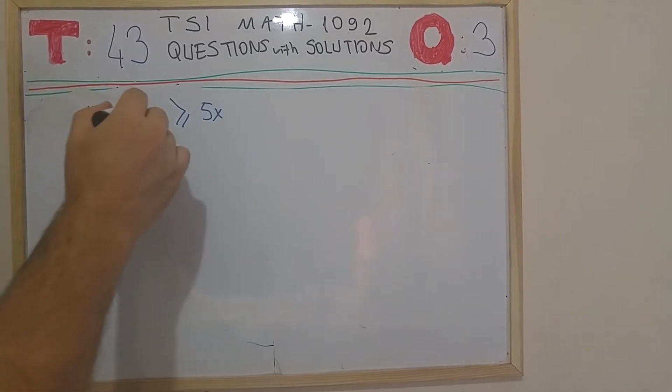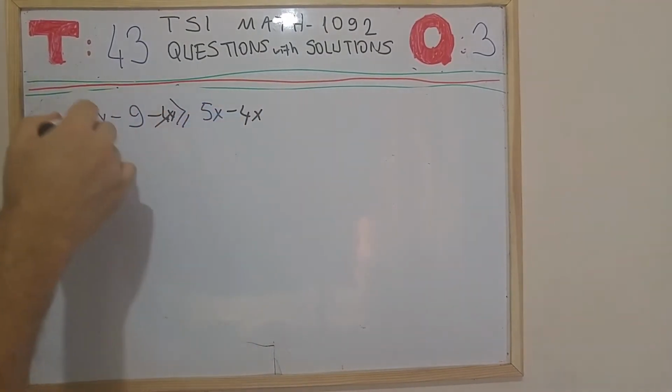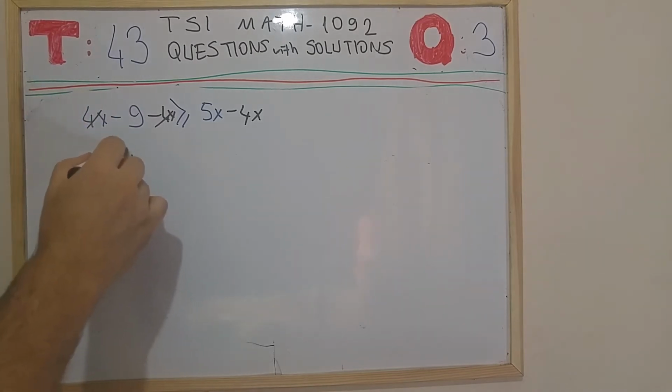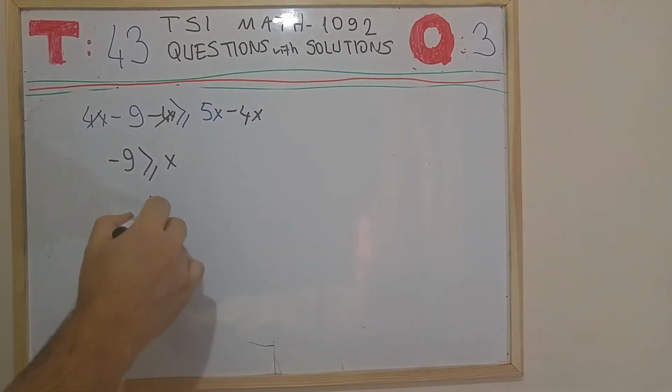Let's subtract 4x from each side. Minus 4x, minus 4x. These are gone. So what I have here is minus 9 is greater than x, or you could say x is less than minus 9.